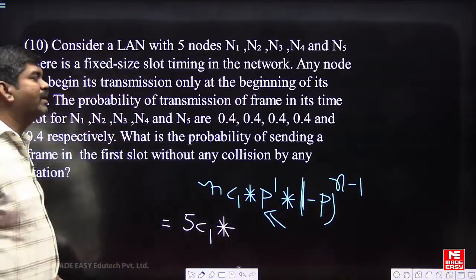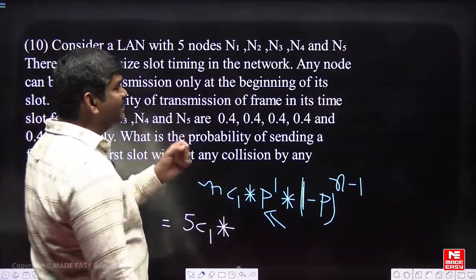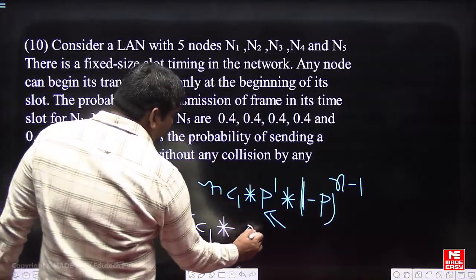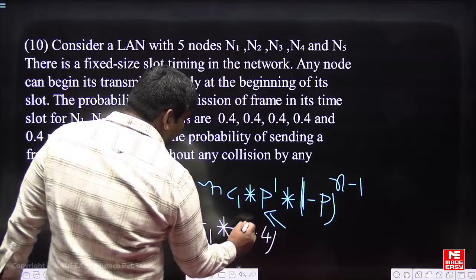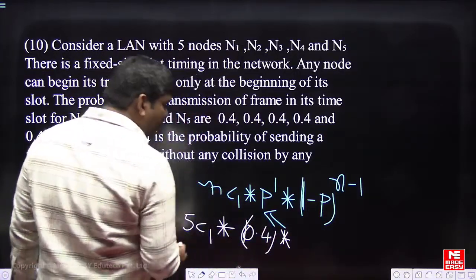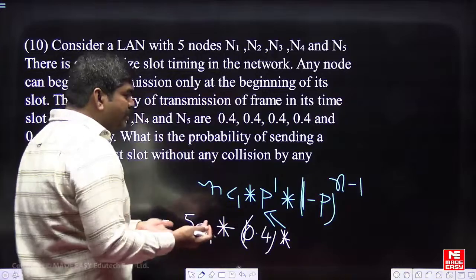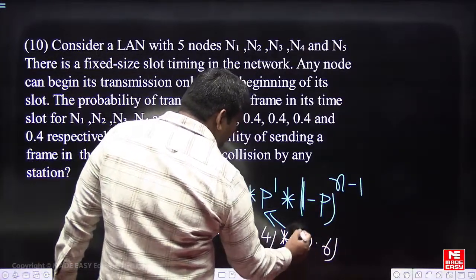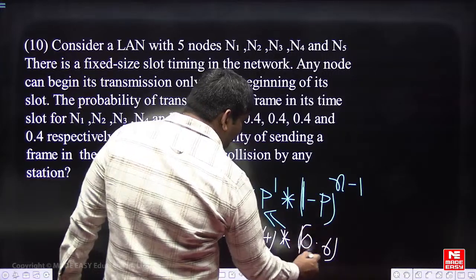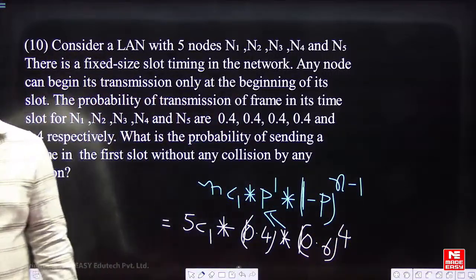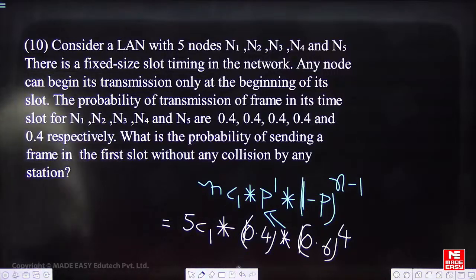Now, it can be any one of the stations. What is the probability of transmitting the data by an individual station that is given in the problem? It is 0.4. So, when a particular station is transmitting with 0.4, the remaining 4 stations should not send at the same time. It is 0.6 to the power how many stations? It is 4. So, calculate. I think everybody has solved. How much is the answer? Good. 0.25.